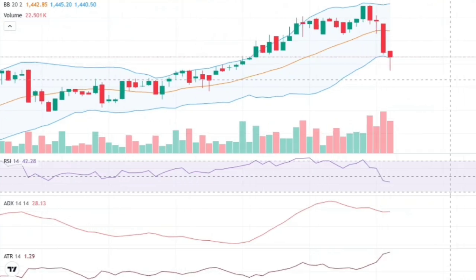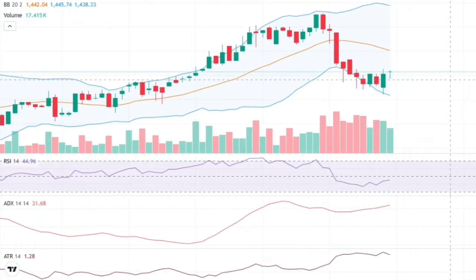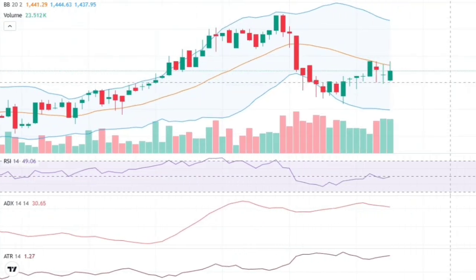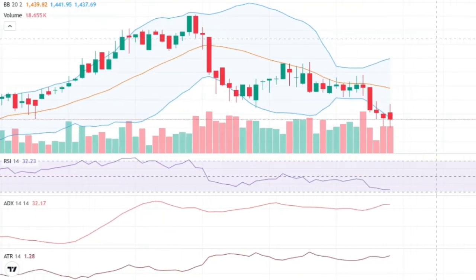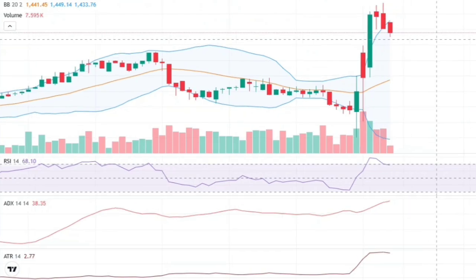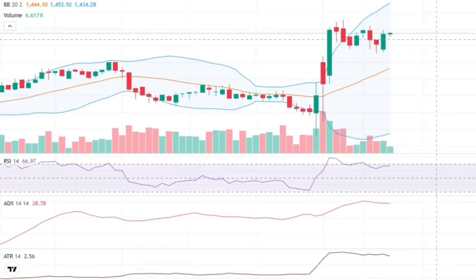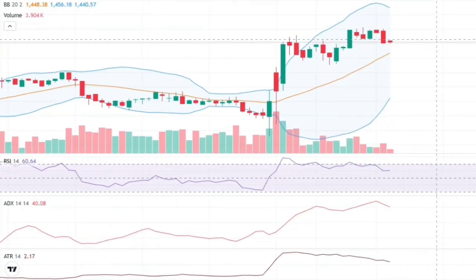Filter 2: volatility context, Bollinger Bands. Where is price relative to its normal volatility range? In ranging markets, ADX below 25, we want price breaking through the bands with momentum. This signals volatility expansion.